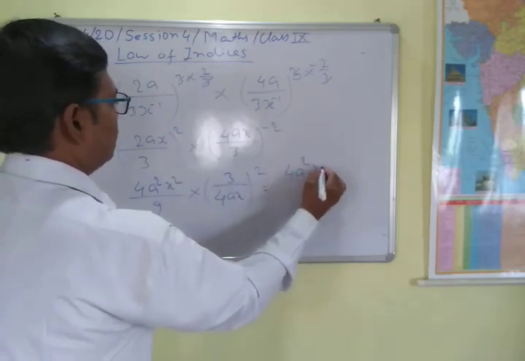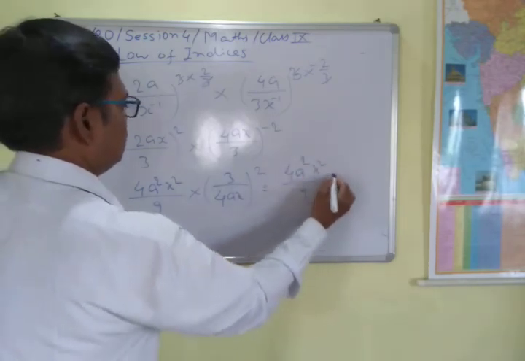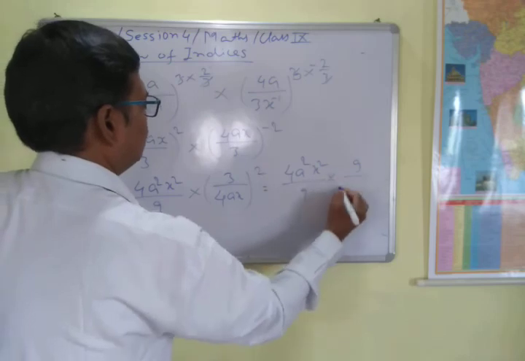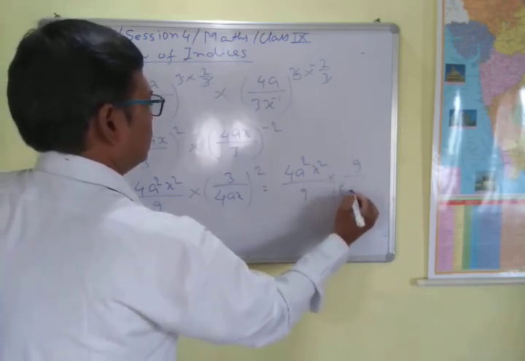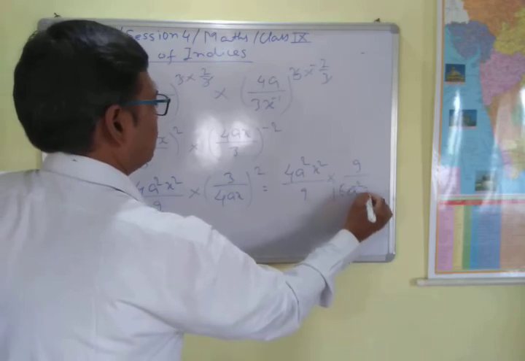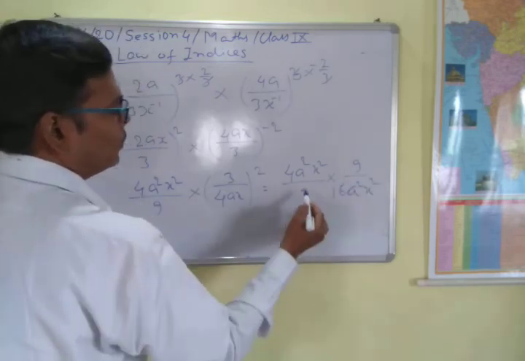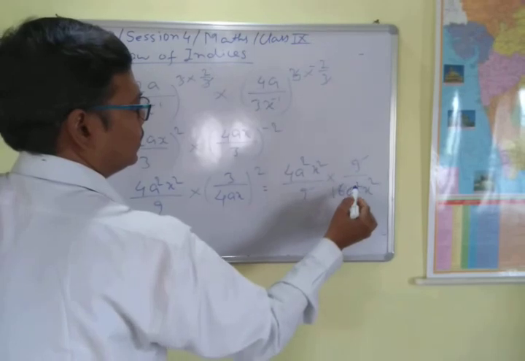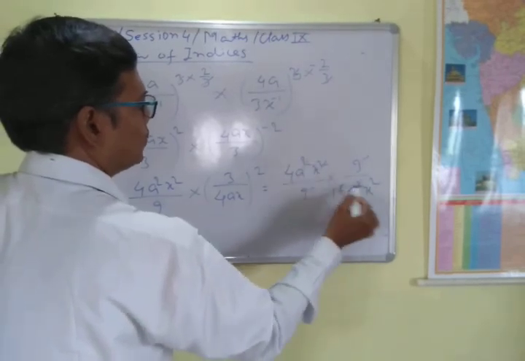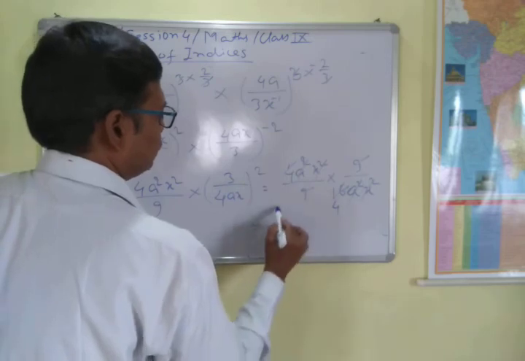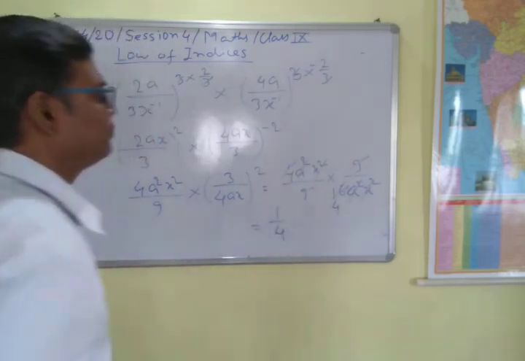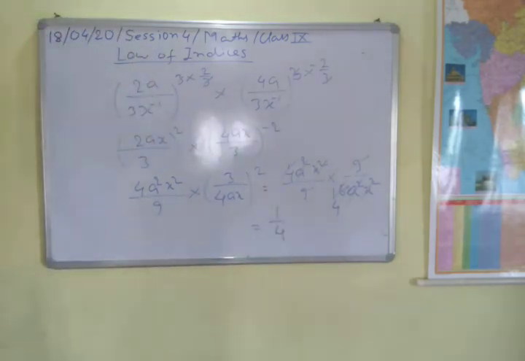So then it will be 4a square x square by 9 into 9 by 4, it will be 16a square x square. Now this and this will cut here, and a square x square, x square, and 4 4 is 16. So the answer will be here 1 by 4. So this is the answer of this question.